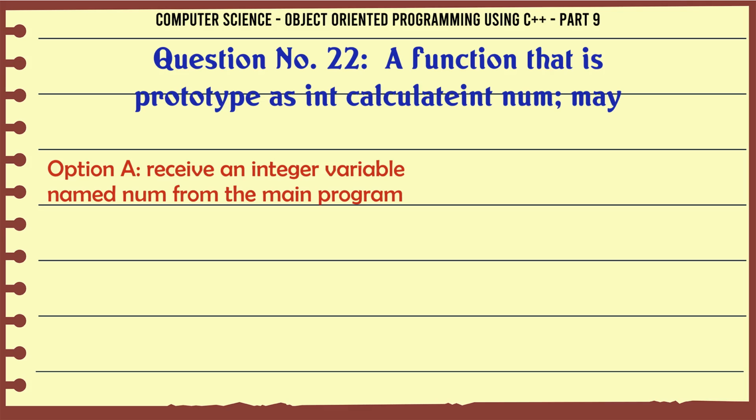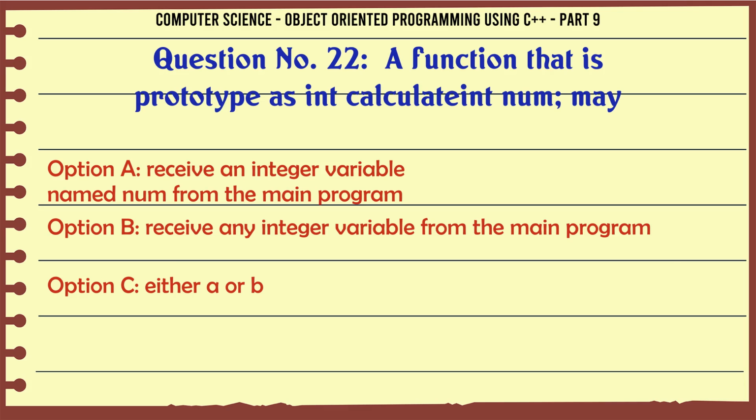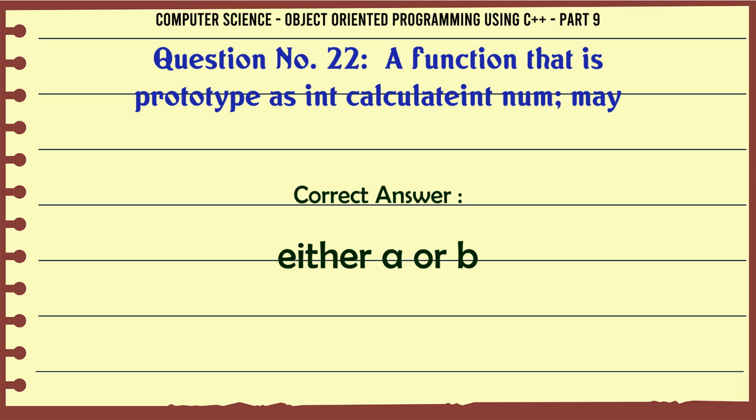A function that is prototyped as int calculate(int num) may A. receive an integer variable named num from the main program, B. receive any integer variable from the main program, C. either A or B, D. neither A nor B. The correct answer is either A or B.